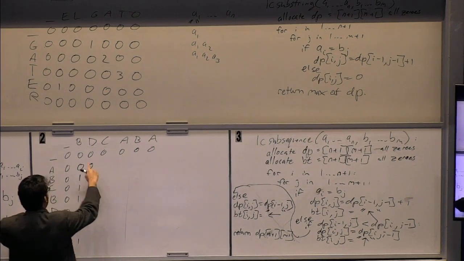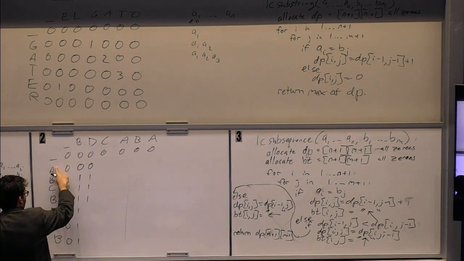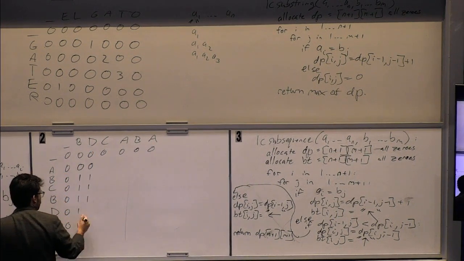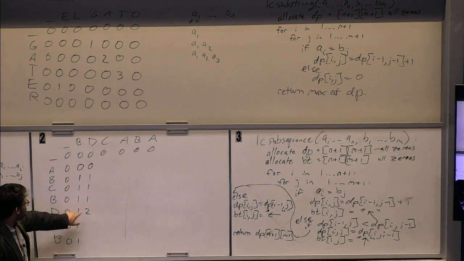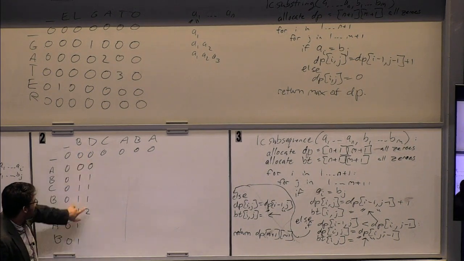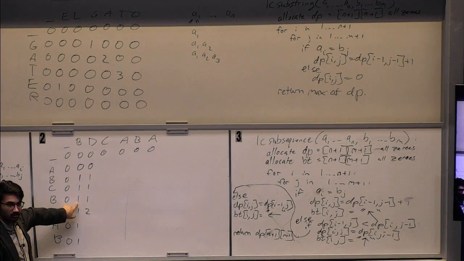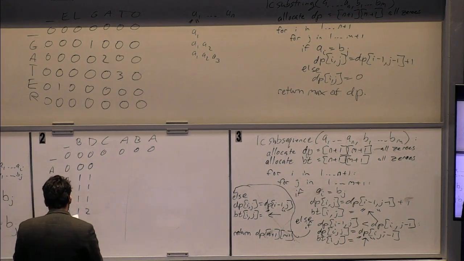What is the longest common subsequence between BD and ABCBD? It's going to be BD. So this is going to be 2, right? If D equals D, you're going to take the diagonal element here, and then you're going to add 1. So that's going to be 2. Now, simply, that's going to propagate all the way down.